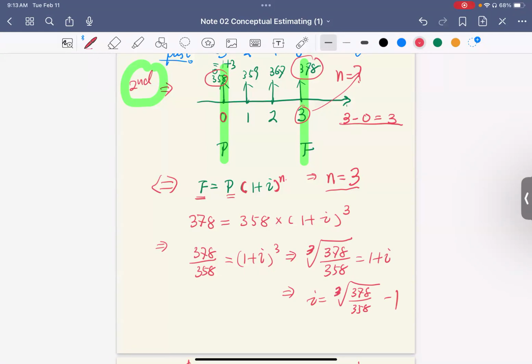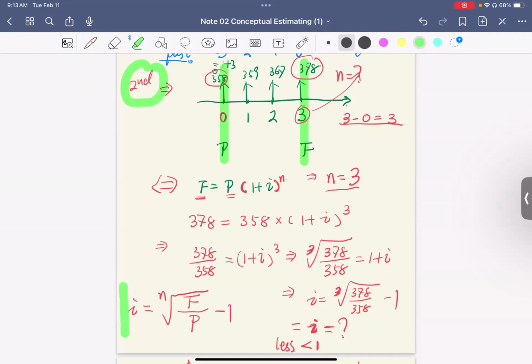Is that clear? Can anyone tell me what i is equal to? This number will be less than 1. In the future, you can get i as future value divided by present value, to the power of 1 over n, minus 1. So this is a general equation.